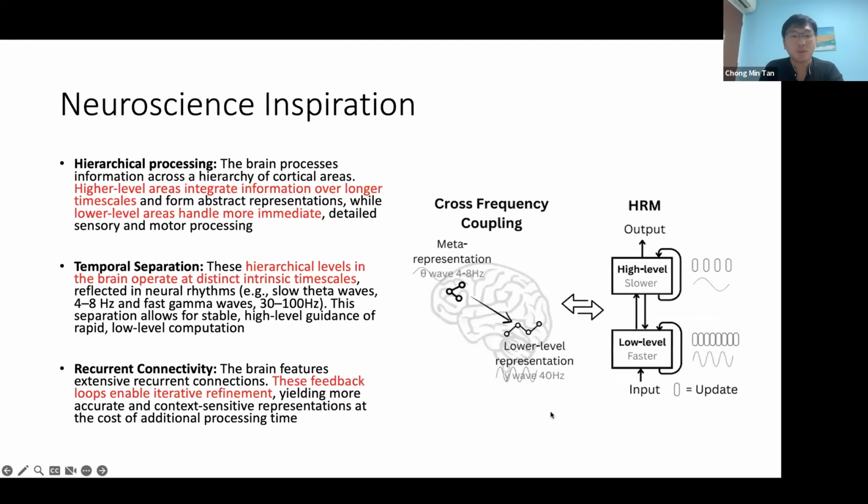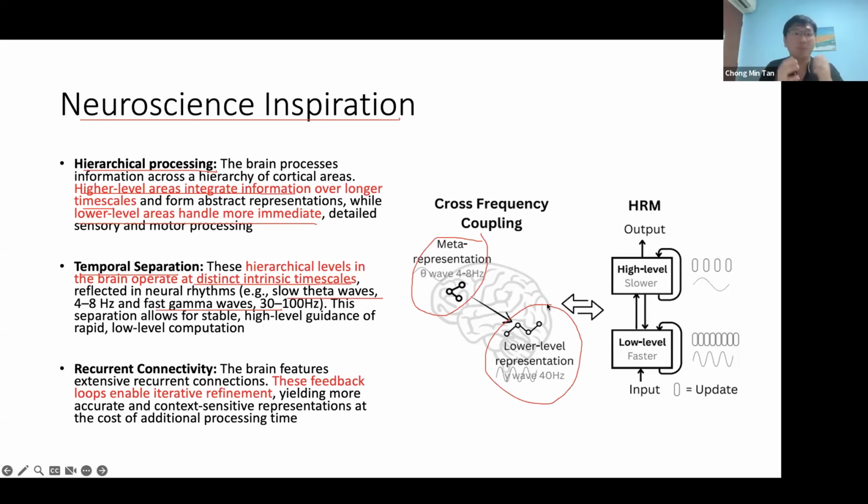While we go through the thinking, I just want to highlight the neuroscience inspiration here. The brain has some form of hierarchical processing. High level integrates information over longer time scales. Low level handles more immediate information. This is reflected in the low level processing module you saw in HRM, which updates at all time steps, and the high level just updates every T time steps. So it's a bit slower in updating. There's temporal separation. They operate at distinct timescales, like theta waves and gamma waves. So the meta representation is lower hertz, and the lower representation is higher hertz.